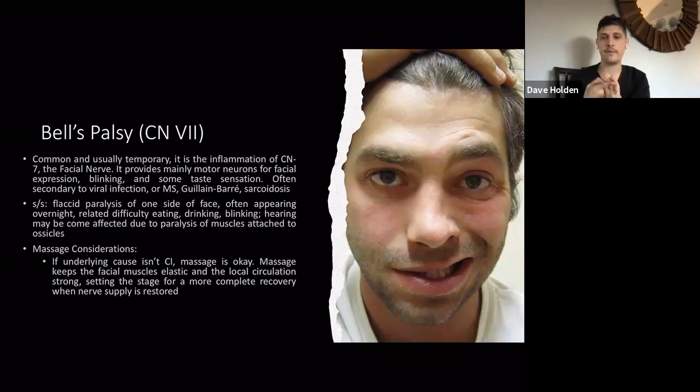So if the underlying cause is cleared for massage, they should be cleared for massage. Generally, what we're trying to do is just keep the facial muscles relaxed, keep fluid flowing, increase local circulation, and make sure that that tissue has good circulation, it stays strong, and we set the stage for a more complete recovery once the nerve has been restored, once the nerve has done its healing and is back to normal. We just want to keep the tissue in prime condition.